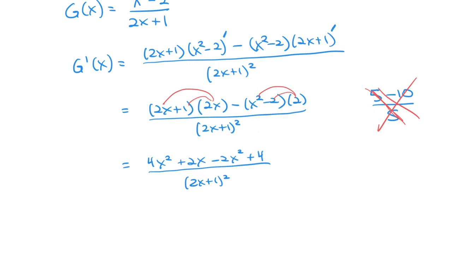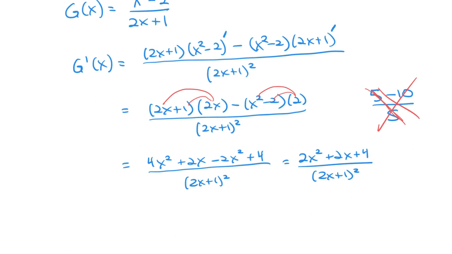Okay, so just to verify, we get 4x squared plus 2x. Then over here, if I ignore the negative, I'm going to get 2x squared, but then that negative comes through to make it negative 2x squared. Here I get minus 4, but then the negative comes through to make it plus 4. And then we can clean this up a little bit. We've got like terms with the x squareds, right? 4x squared minus 2x squared is 2x squared plus 2x plus 4, all over (2x plus 1) squared.